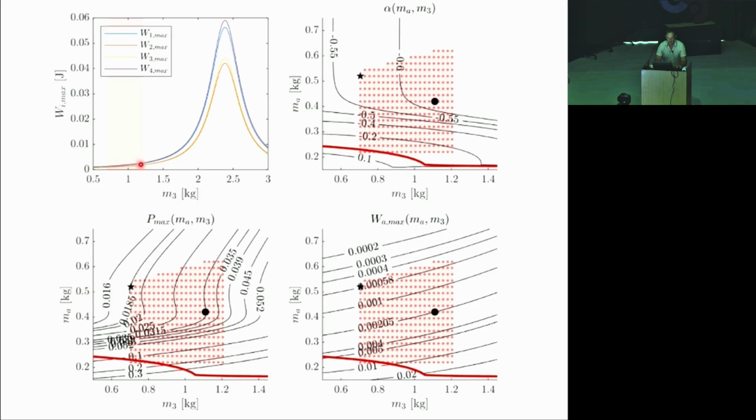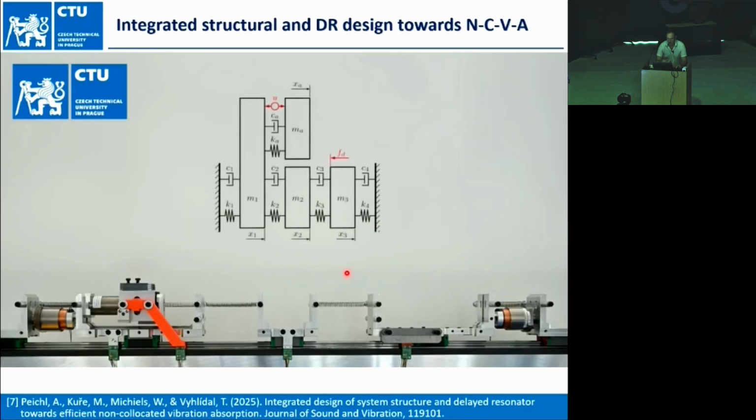So here you see how the potential energies look like when we change the mass of the third card. So here this is the stability margin, power consumption, and the potential energy of the absorber. Okay, so again we have the video.